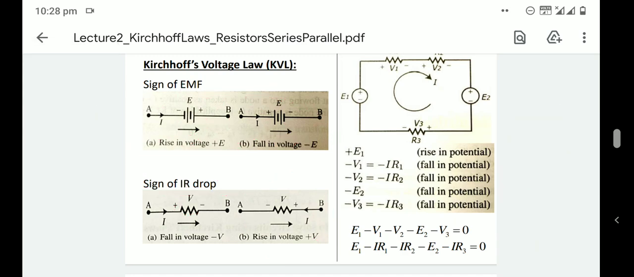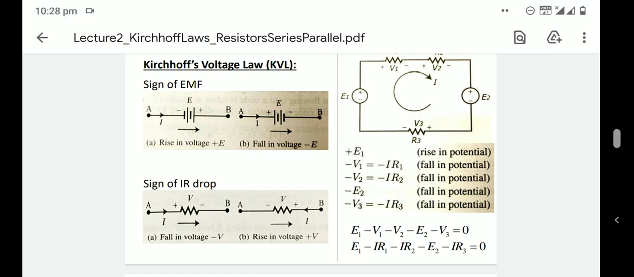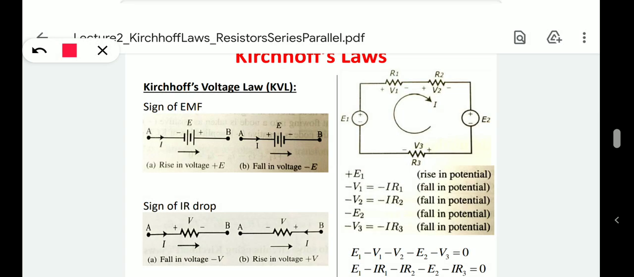So you should keep in mind how the sign of EMF and the sign of voltage drop across a resistance can be fixed. If we are considering this circuit, 2 voltage sources and 3 resistors are there. First we need to fix the direction of current. This is the first procedure. Commonly we will put the direction of current in the clockwise direction. It is a closed path, so we fix the current direction as clockwise.